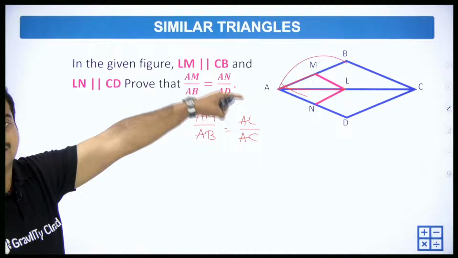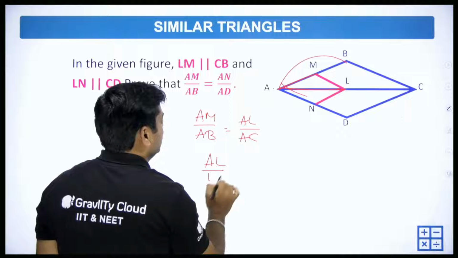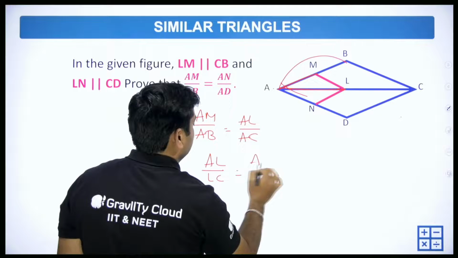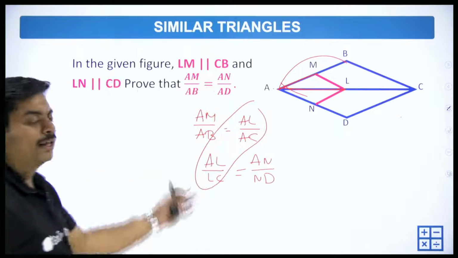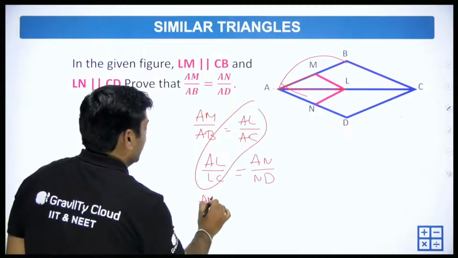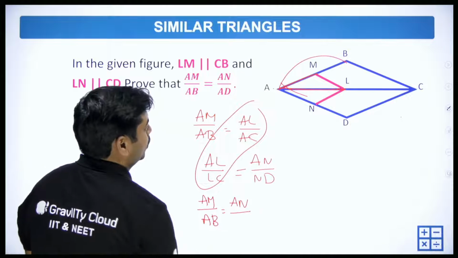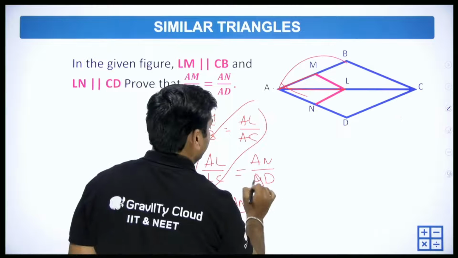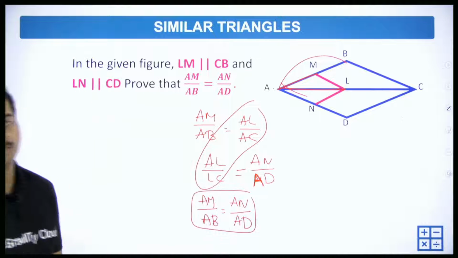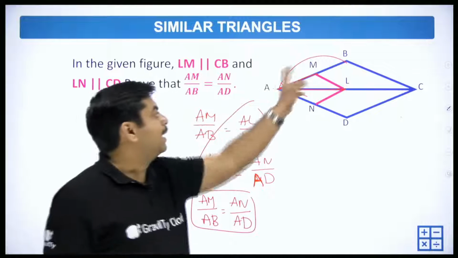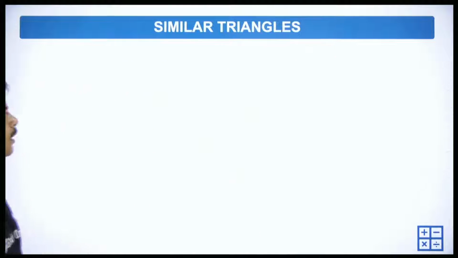The same way with this, in the lower triangle, we get AL by LC is equal to AN by ND, right? So now, if these two are equal, we can equate these two. That will give you AM by AB is equal to AN by AD. Sorry, AN by AD. So that is what we need to prove. Understand? AM by AB, AN by AD. Right? So let's move forward for the next one.